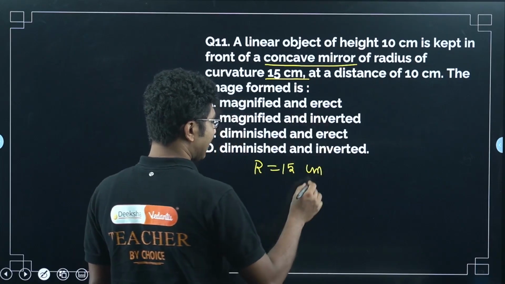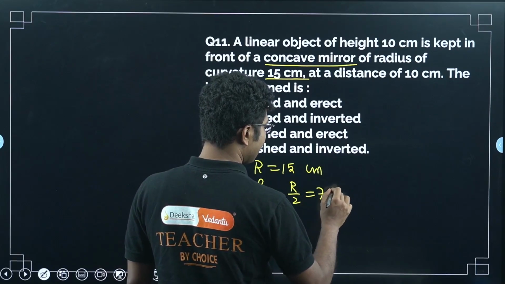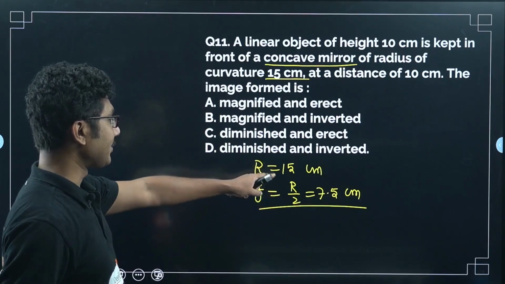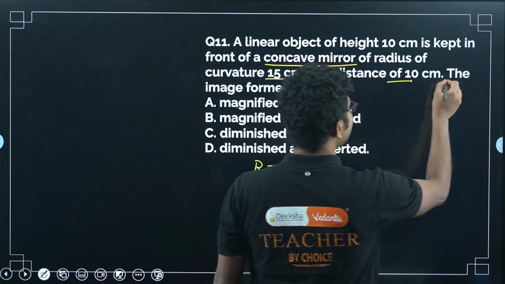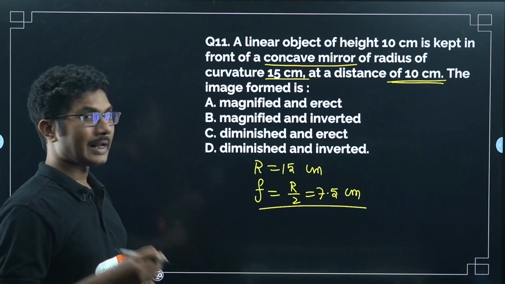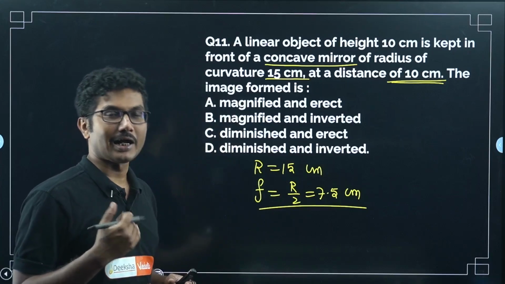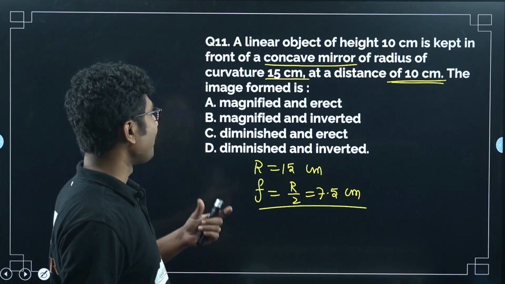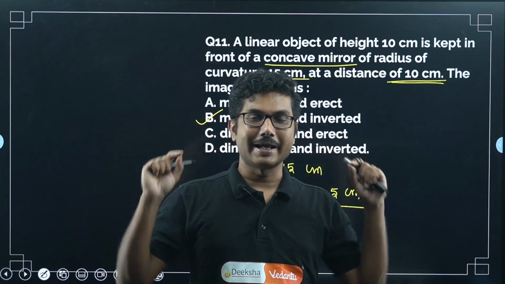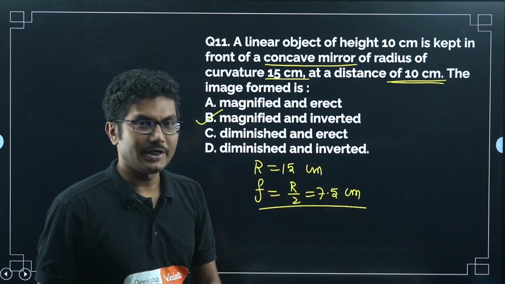You don't need to do any mathematics for this case. Focal length will be R by 2, that is 7.5 centimeter. As long as you understand the problem, you don't need to do any mathematics. So radius and focal length are 15 and 7.5. Now the object distance is 10 centimeter, so the object is placed between R and F. That means the image will be inverted and enlarged. So magnified and inverted should be the answer.